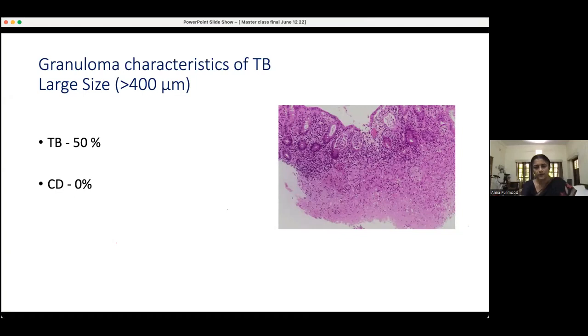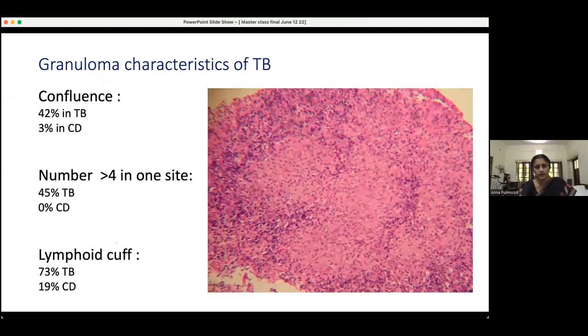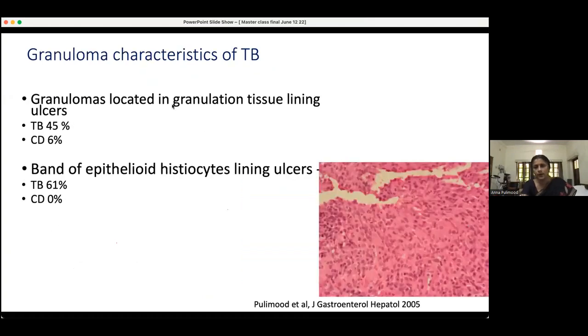So 50% of our TB cases had large granulomas, none of the cases of Crohn's. Confluence in 40% of TB, very few Crohn's disease. More than four granulomas in almost 50% of TB cases, but none of the cases of Crohn's. A lymphoid cuff was far more common in TB, 73%, but only 20% of Crohn's cases. Granulomas were located in the ulcer lining in almost 50% of TB cases, but only 6% of Crohn's. And the palisaded epithelioid histiocytes, like the edge of a granuloma in the ulcer base, were seen in 60%, two-thirds of the TB cases, but none of the Crohn's disease cases.